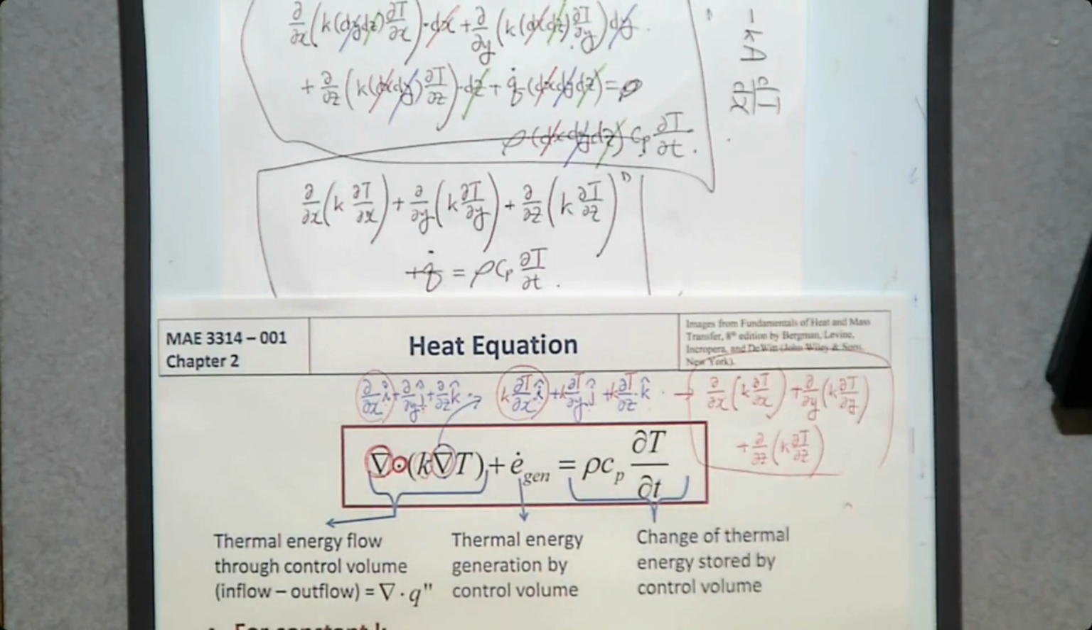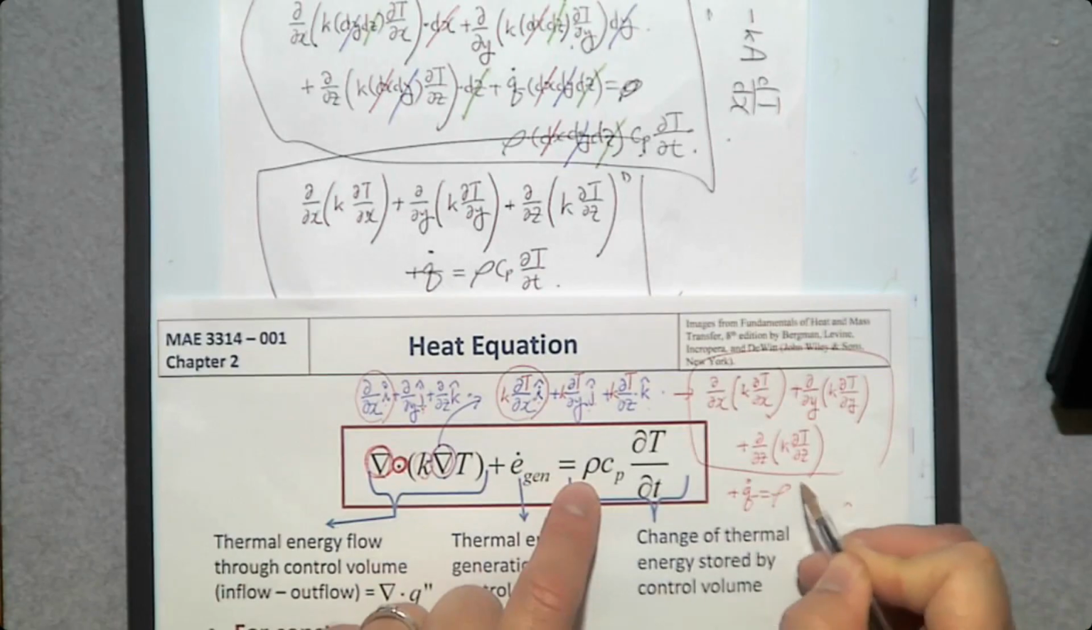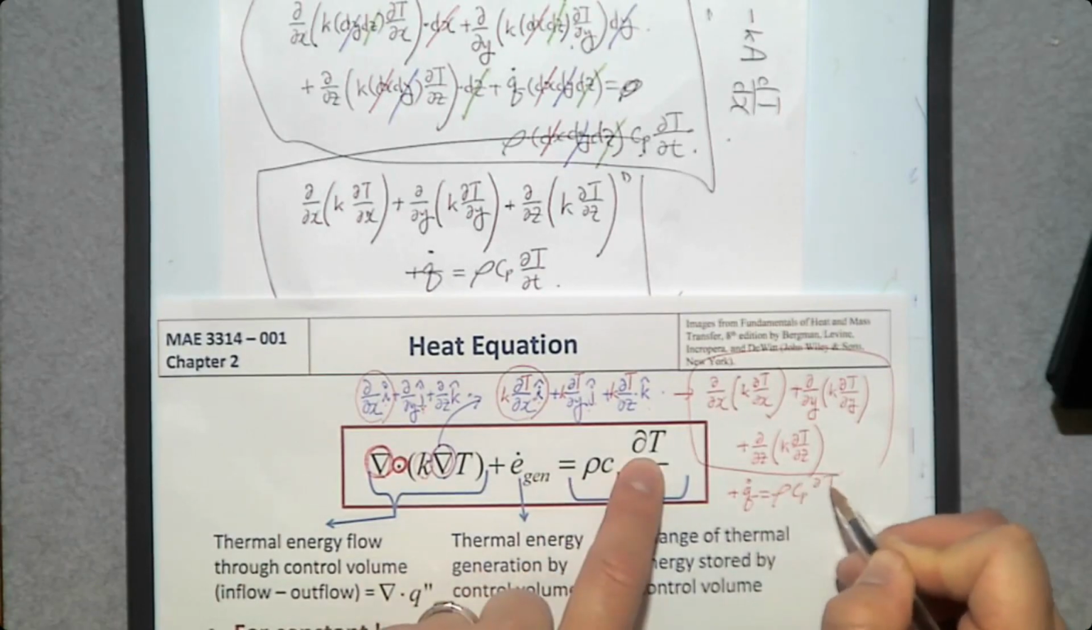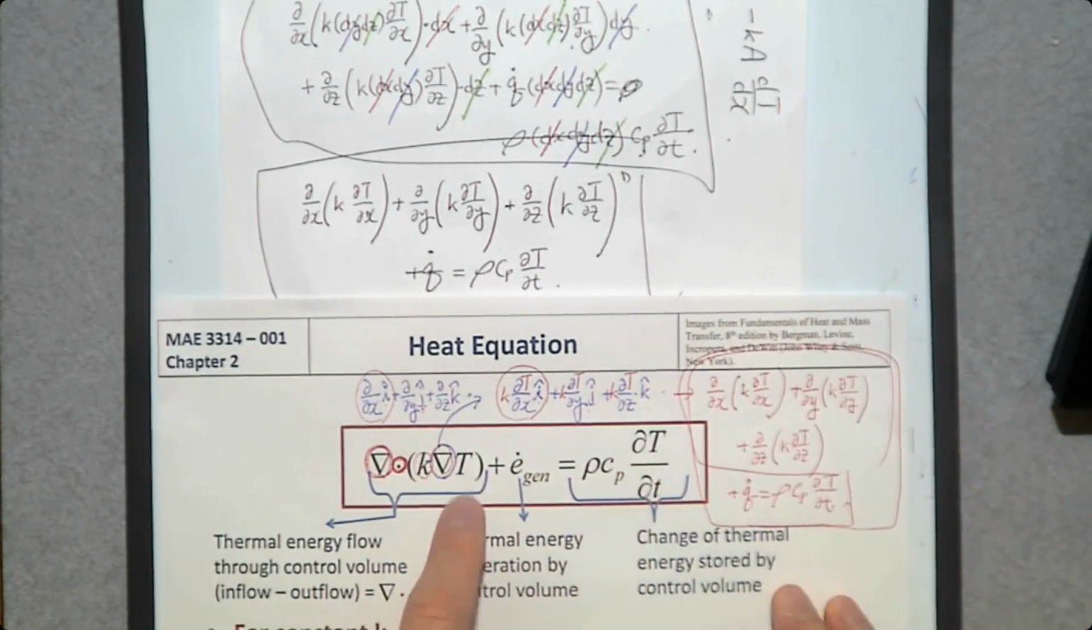Plus heat generation. Plus E dot, oh, I'm saying Q dot. It's going to be rho Cp partial temperature, partial time. So this vector form means this one. Now let's compare this one and this one. They're the same. So that's how you write this heat equation in a differential form, in a vector form.